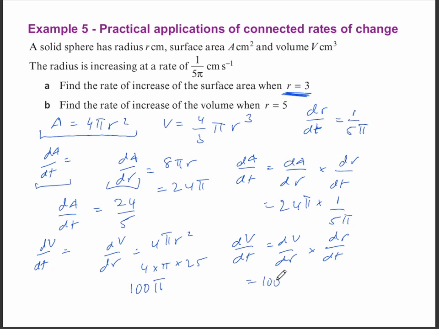That will give us 100 pi, which is dV over dr when r equals 5, multiplied by dr over dt, which is a constant 1 over 5 pi. And this will give us 20 pi as our answer. So this is the rate of increase of volume when the radius was 5.